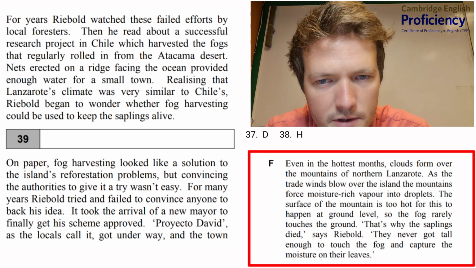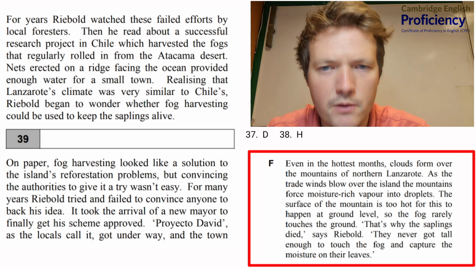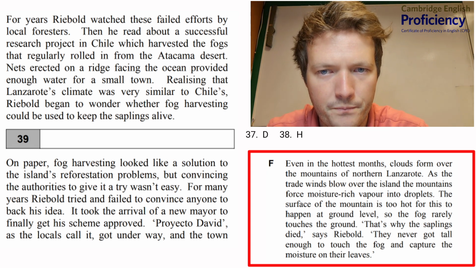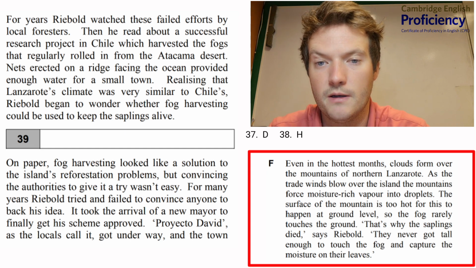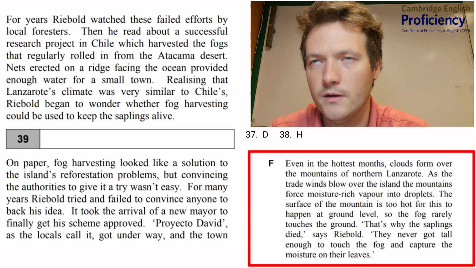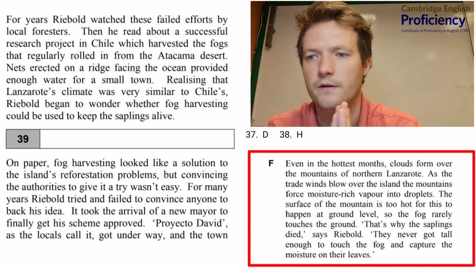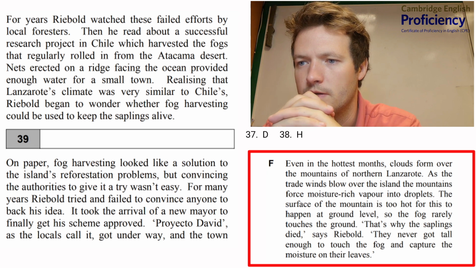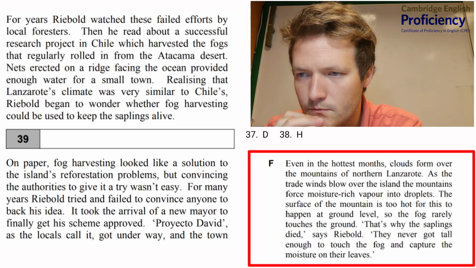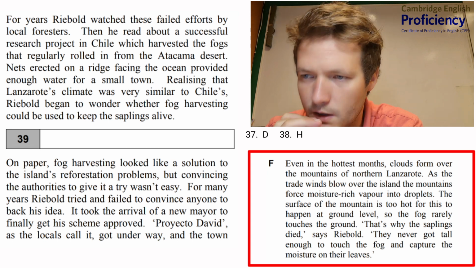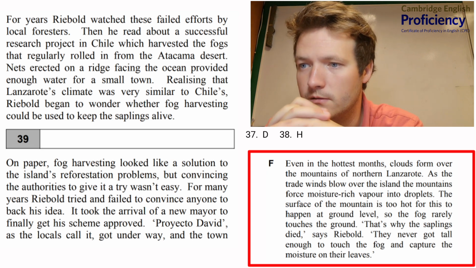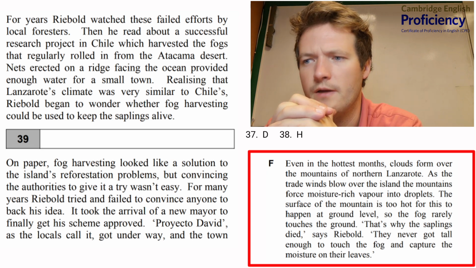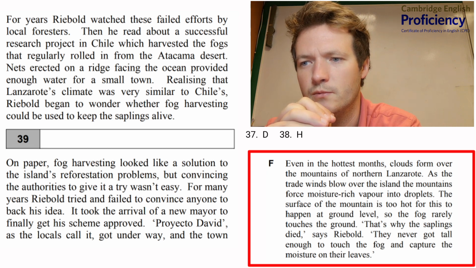Well, now that's interesting, because we have spoken about in the previous paragraph, realizing that Lanzarote's climate was very similar to Chile's, Ribald began to wonder whether fog harvesting could be used to keep the saplings alive. So Ribald was wondering if they could use fog harvesting to keep the saplings alive. And then it says that at ground level, the mountain is too hot. The saplings died for that reason. That sounds good. They never got tall enough to touch the fog and capture the moisture on their leaves.